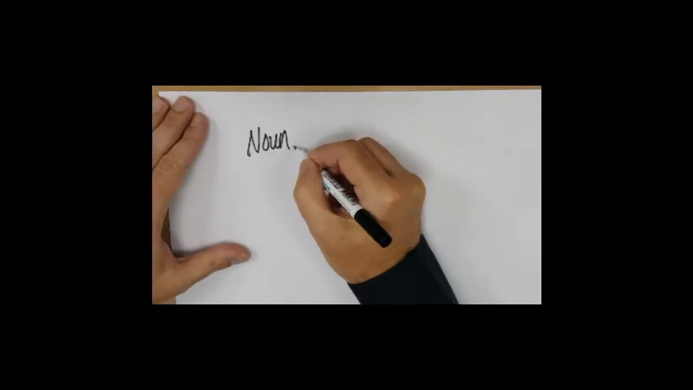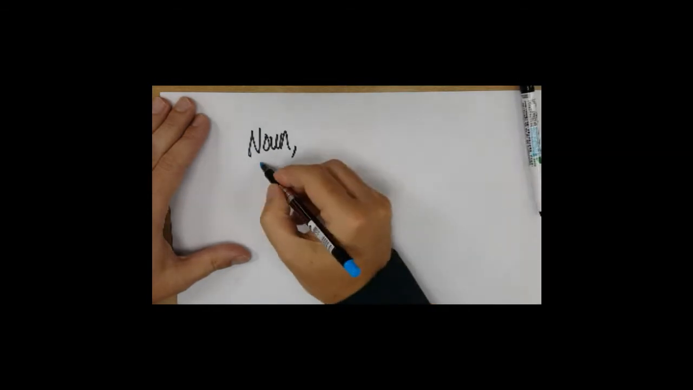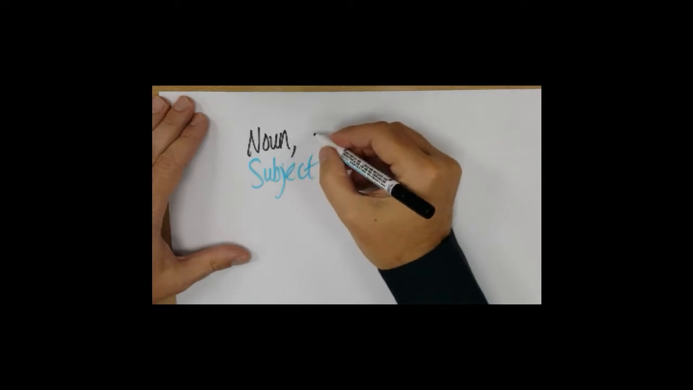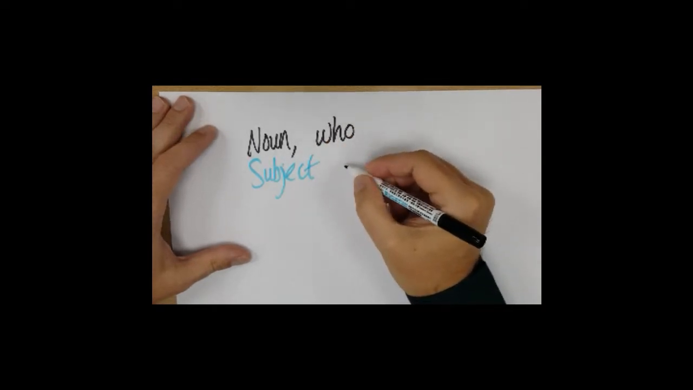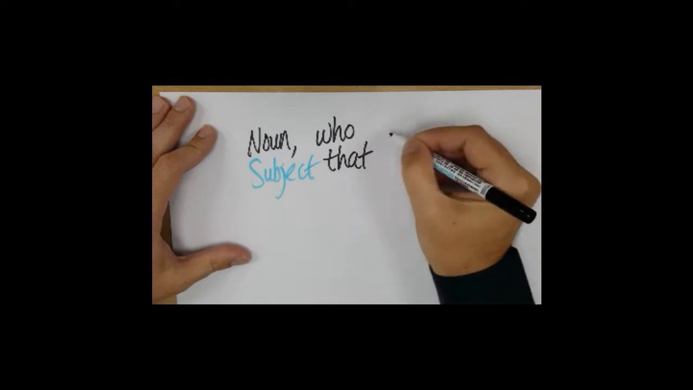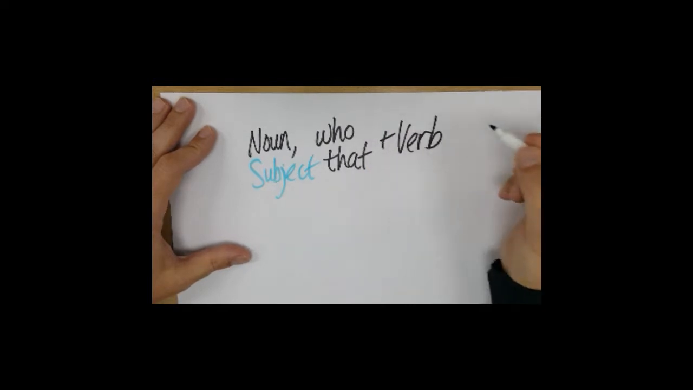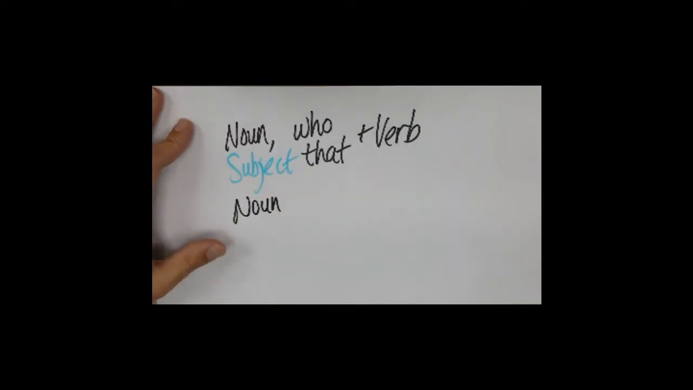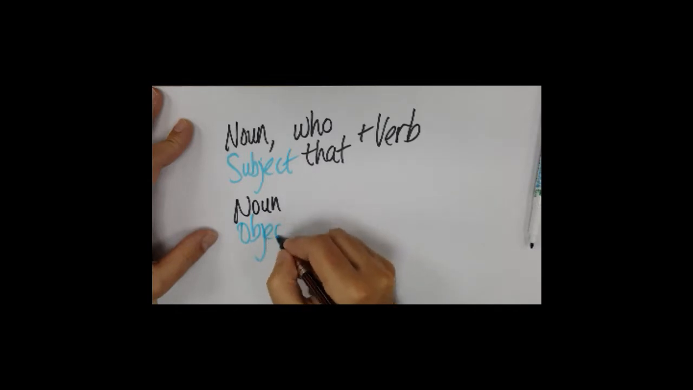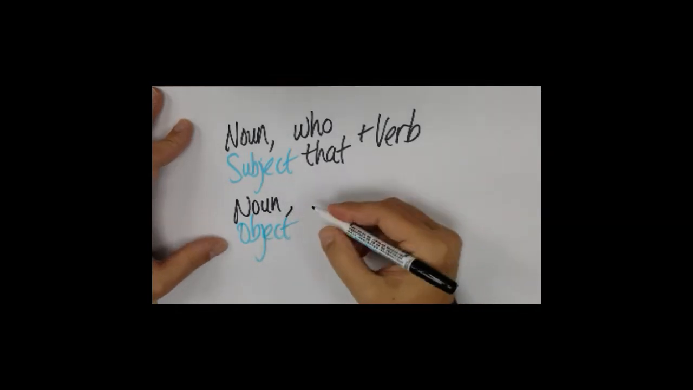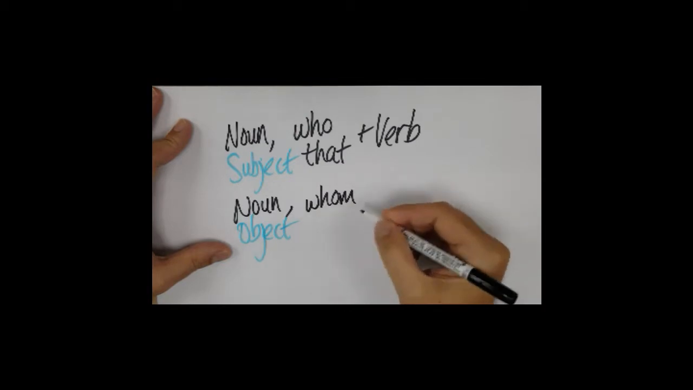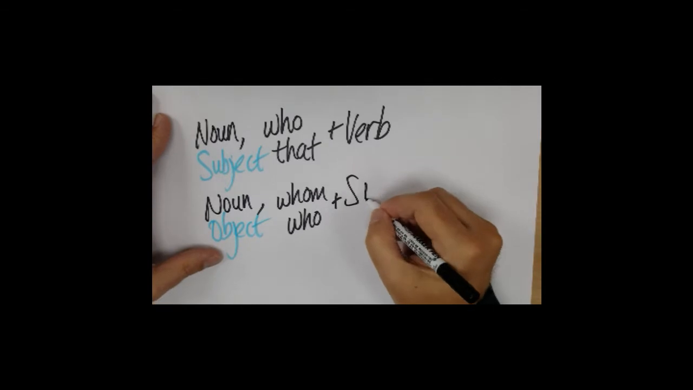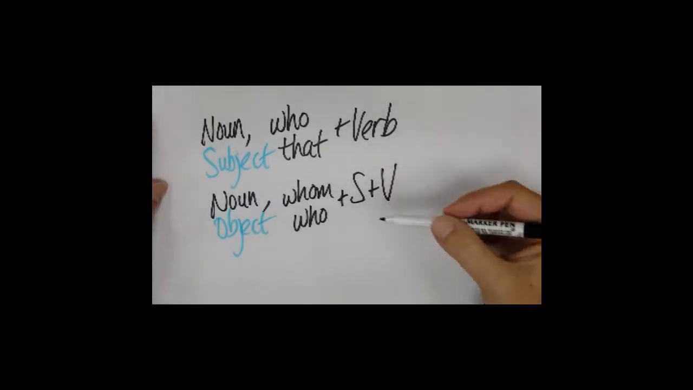If the noun is a subject, then the marker is who or that plus a verb. If the noun is an object, then the marker is whom. Sometimes people say who plus a subject plus a verb. They're very different.